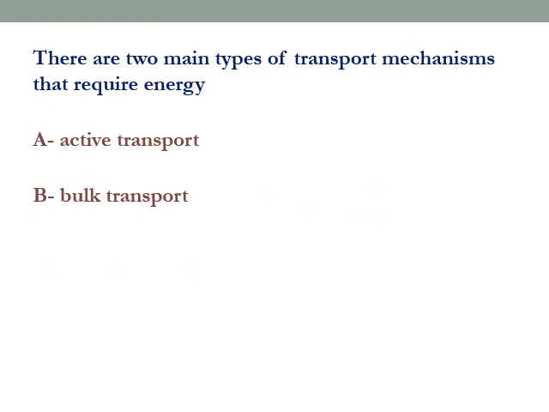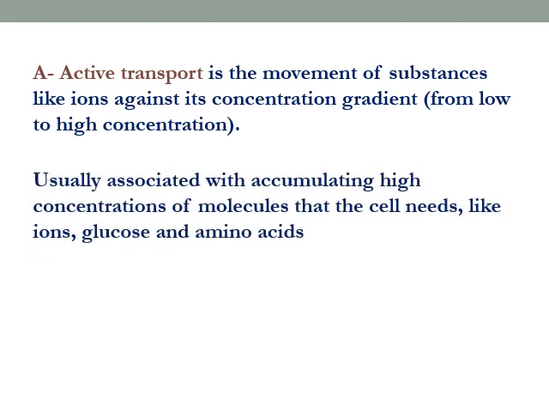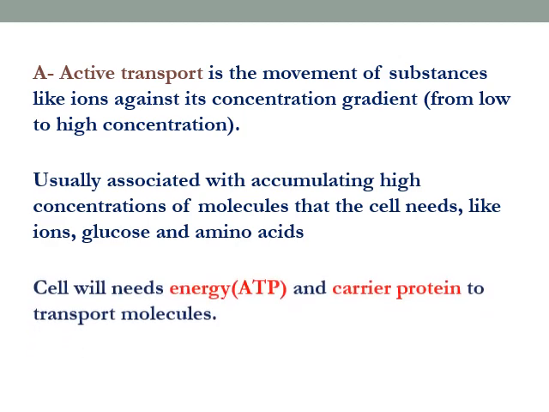There are two main types of transport mechanisms that require energy: active and bulk transport. Active transport is the movement of substances like ions against their concentration gradient. That means from low to high concentration, usually associated with accumulating high concentrations of molecules that the cell needs, like iron, glucose, and amino acids. The cell will need energy and carrier protein to transport molecules.